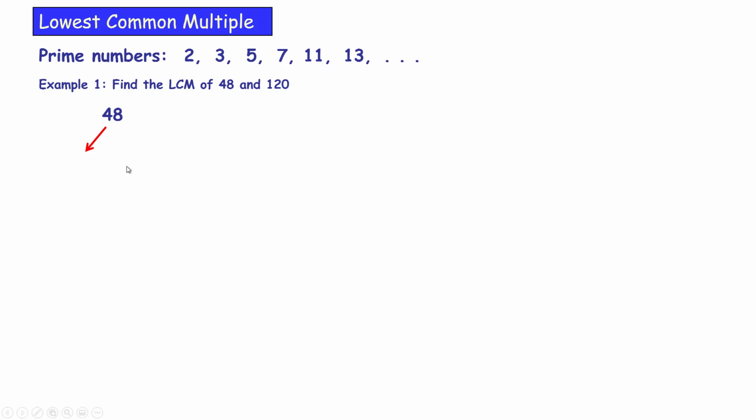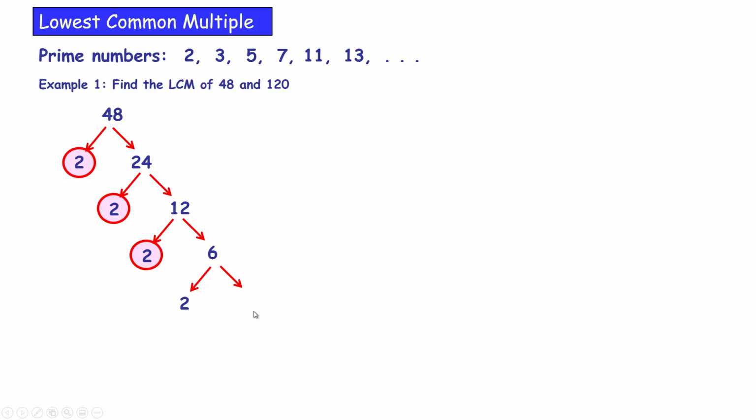Check 2 first. Yep, it goes there 24 times. And then we check 2 again. Yep, 12 times. Circle the 2 because it's prime. Check 2 again into 12. Yep, 6 times. Circle the 2. And we check 2 goes into 6 3 times.